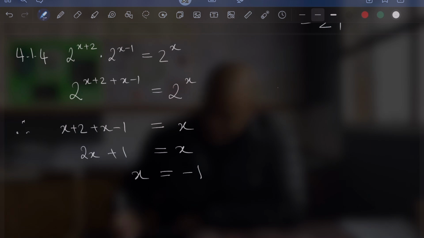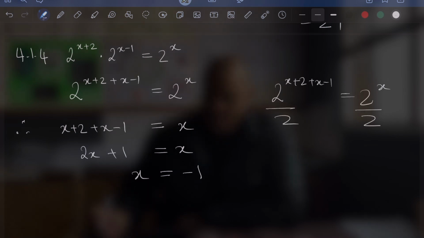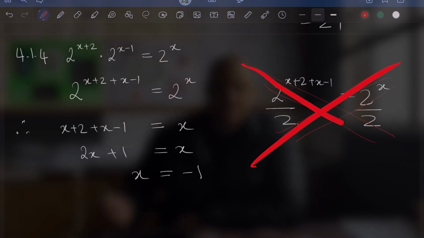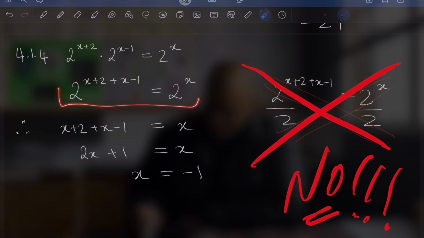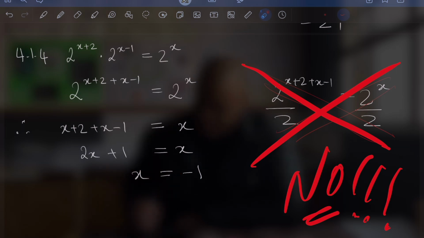You should not, that's 2 to the x plus 2 plus x minus 1 equals 2 to the x. We don't do this. This is not what's happening. Okay, so we do not divide the bases away. The bases are still there. We have simply moved our calculation now from what it was over here, and we are now simply moving our calculation to the exponent, so we are able to find out what value of x makes this true. So I hope that explanation helps.